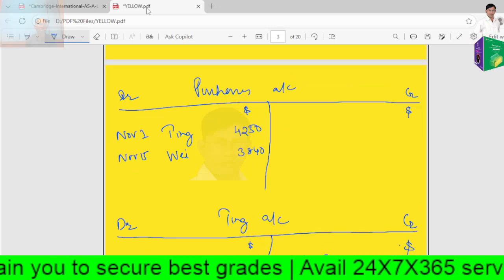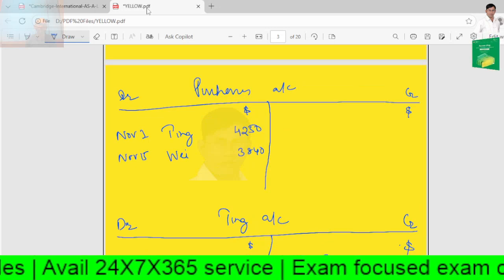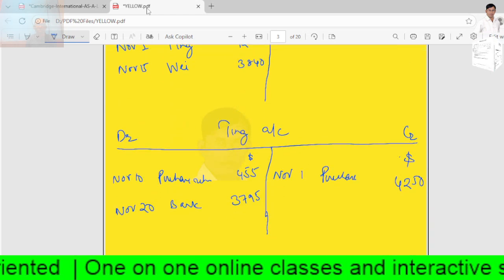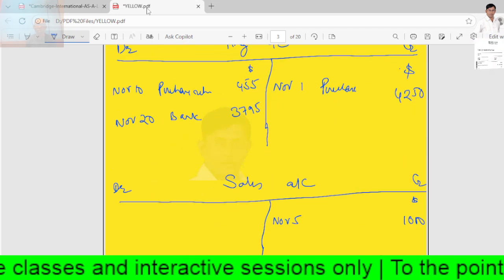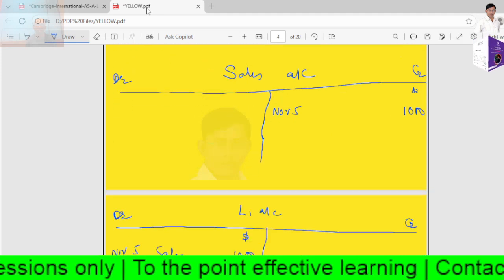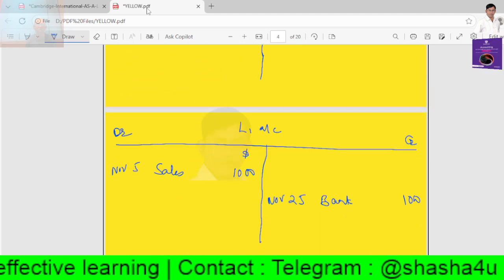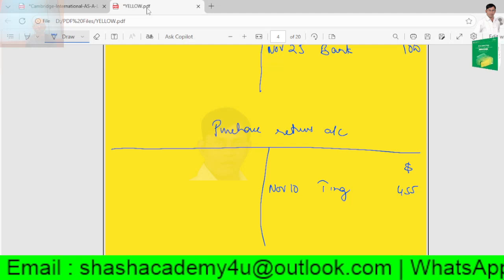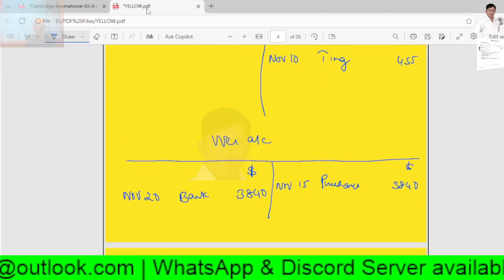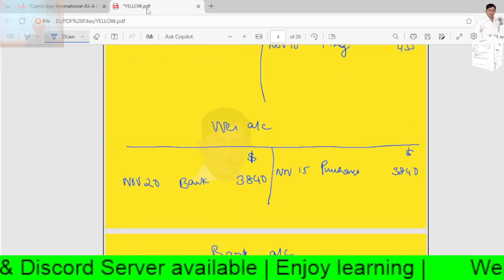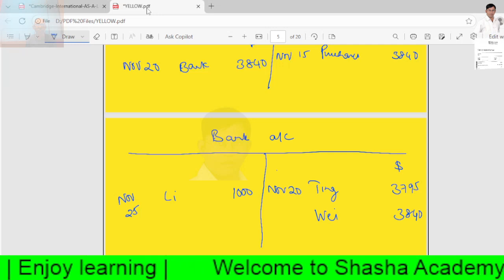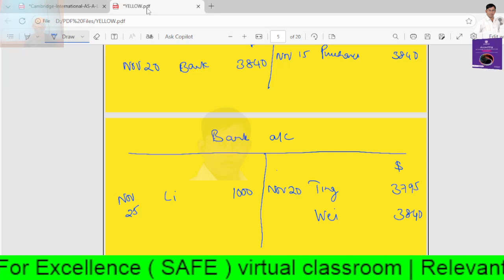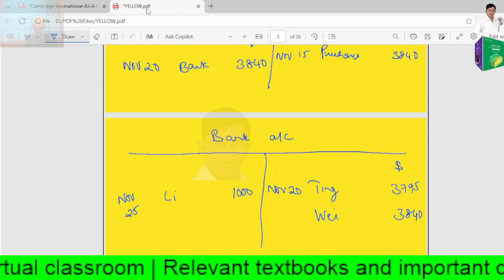So purchases account will be debited, these are the amounts of purchases. Tinge account, we have paid everything, so there is no amount left over. Sales account is credited. Lee account is debited and credited because we have sold and we have received also. Next, purchase returns 455. V account, we have purchased, we have paid. Bank account, we have paid, we have received. So that is the end. Activity 2.2 is done.